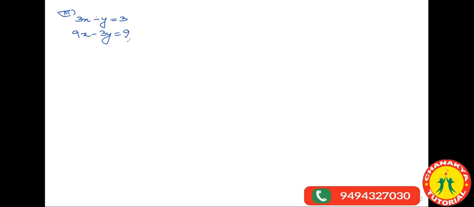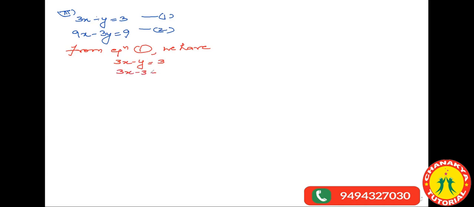See, your question is 3x minus y is equal to 3 and 9x minus 3y is equal to 9. Right? So let's mark them equation 1 and equation 2. Now what will be our step? From equation 1, we have 3x minus y is equal to 3. You can calculate the value of y from here. So it will be 3x minus 3 is equal to y, children.